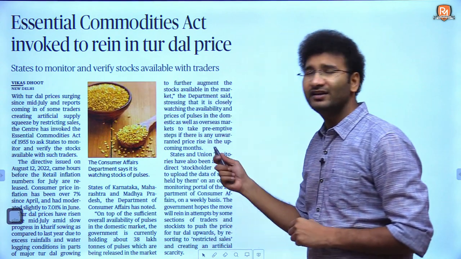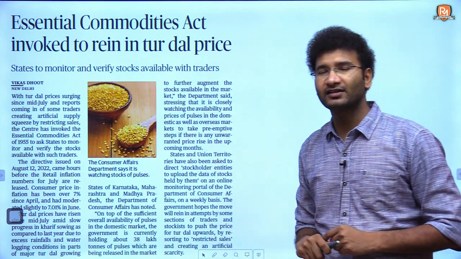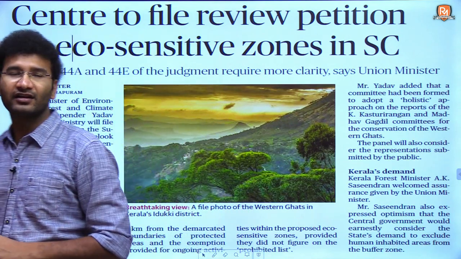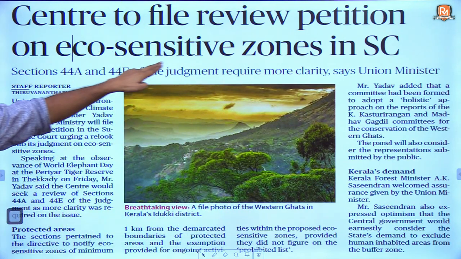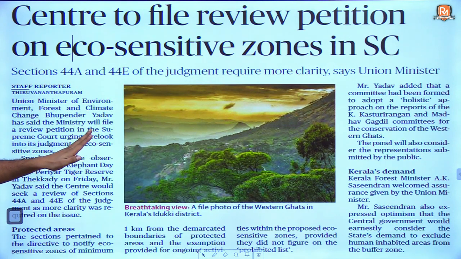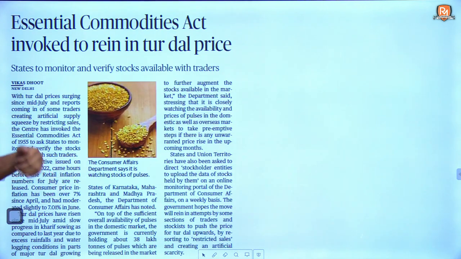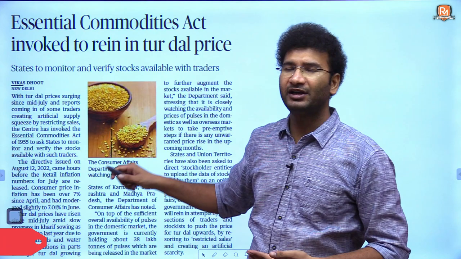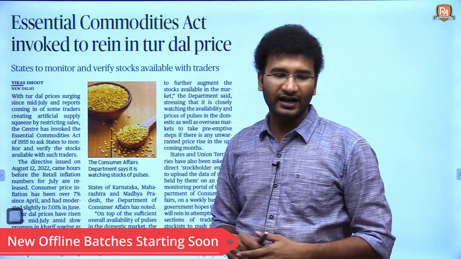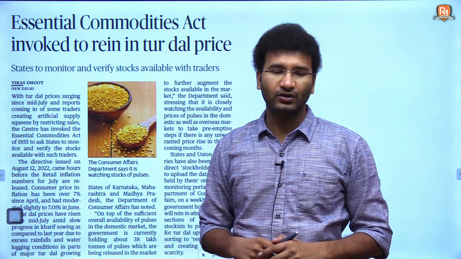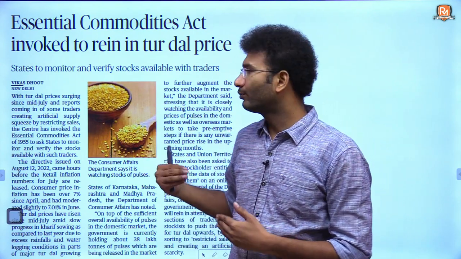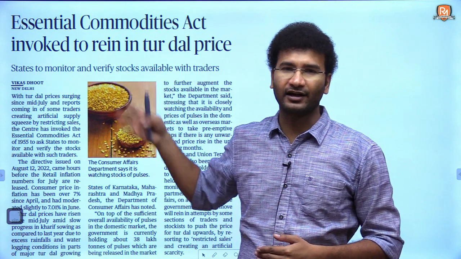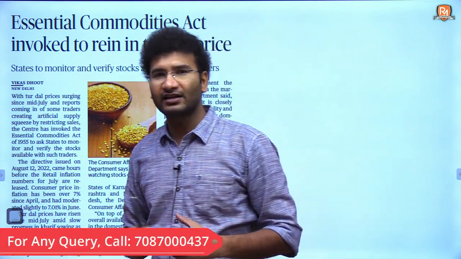We have clearly discussed this act many times in the previous classes. And we have also discussed in detail the eco-sensitive zones. Now there have also been small amendments pushed in the eco-sensitive zones with respect to the 44A and 44E sections. Whenever the clarity is there in the newspapers with respect to 44A and 44E, we'll be taking that up. But the Essential Commodities Act we have taken many times, so I will not be spending much time here. I'll be providing you a link in the description where you can look at this act. Right. Now in this Essential Commodities Act, I'll give an overview.